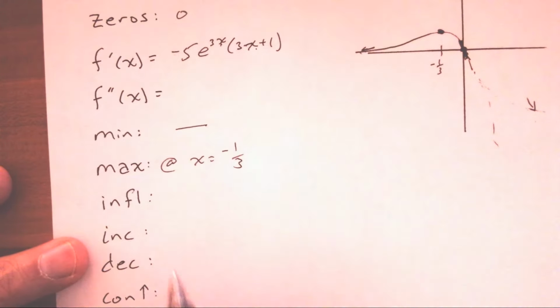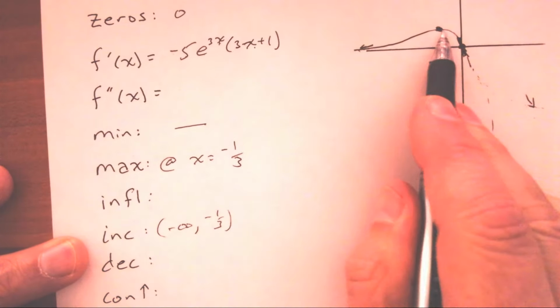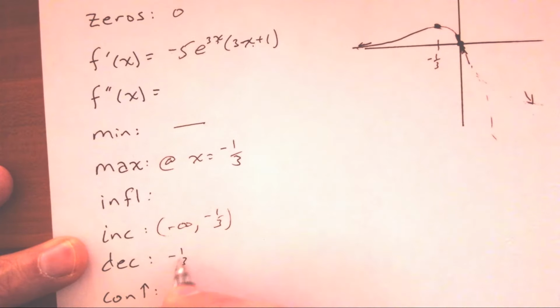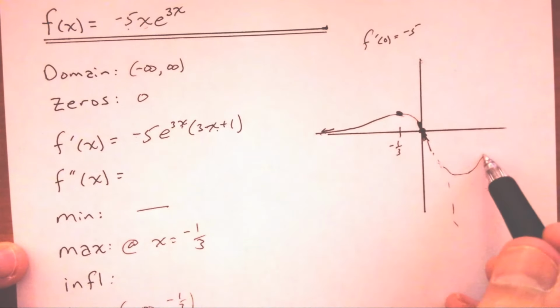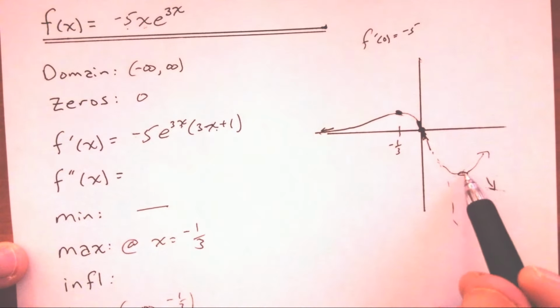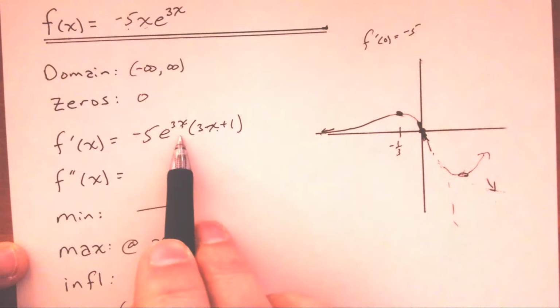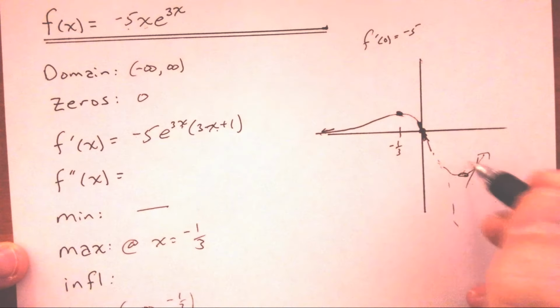So it is increasing from negative infinity until I get to negative 1/3, and it is decreasing from negative 1/3 forevermore. How do we know it doesn't come down here and eventually level off and come back? Because it can't level off again. The slope's 0 only once, so that can't happen.